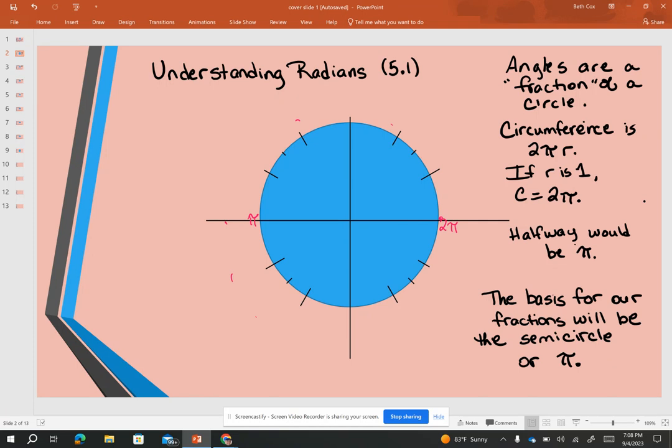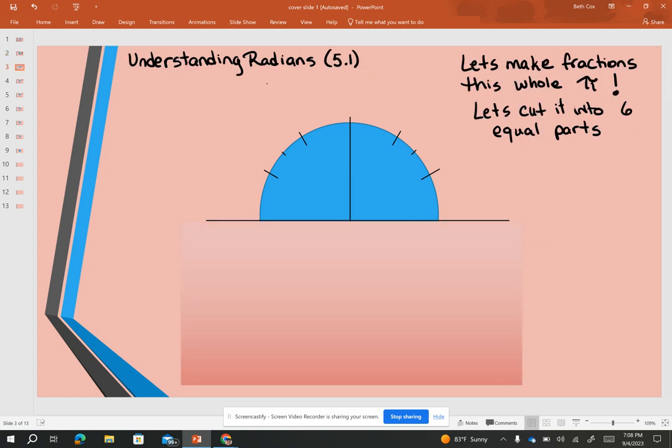And since angles are a fraction of a circle, it's actually easier to make fractions with something like a pi than it is 2 pi, because we'd always have to reduce. So the basis for our fractions will be the semicircle, or pi. So it's going to look like this. It's going to change just a little bit. So here we go. This is pi. This is 0 over here officially, and our angles are going to go like this. Okay, so we're going to make fractions out of this pi.